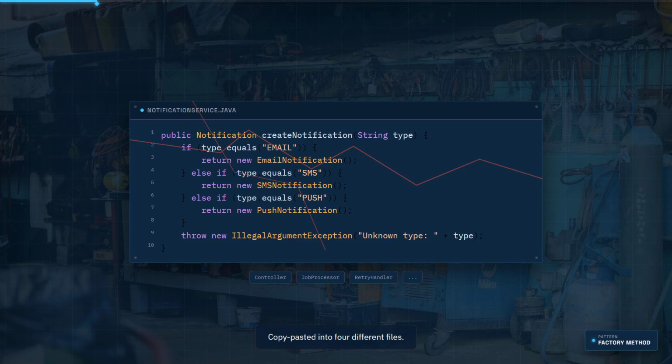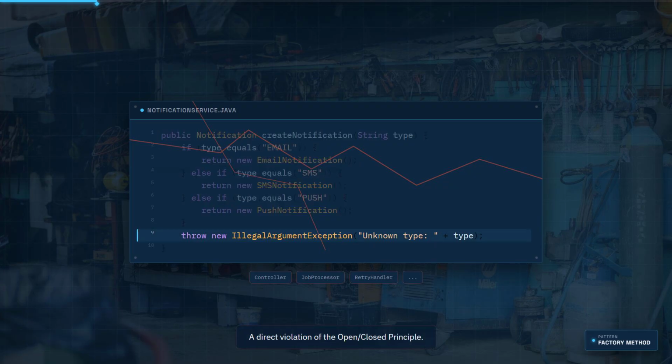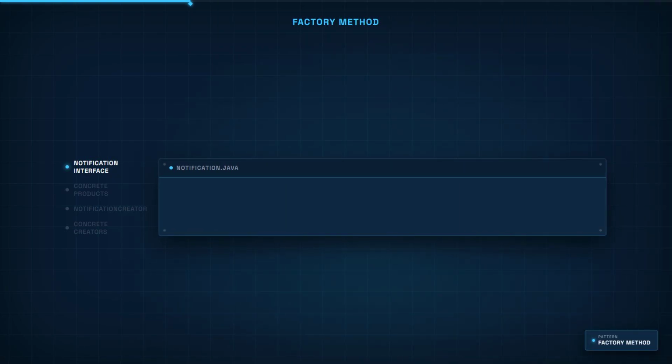didn't miss a spot. And this is a direct violation of the open closed principle. Code should be open for extension, but closed for modification. Every new notification type means editing code that already works and was already tested. That's fragile. That's exactly the kind of code that breaks in production because someone forgot the 4th copy existed. So, how do we fix it? Let's fix it properly with factory method.